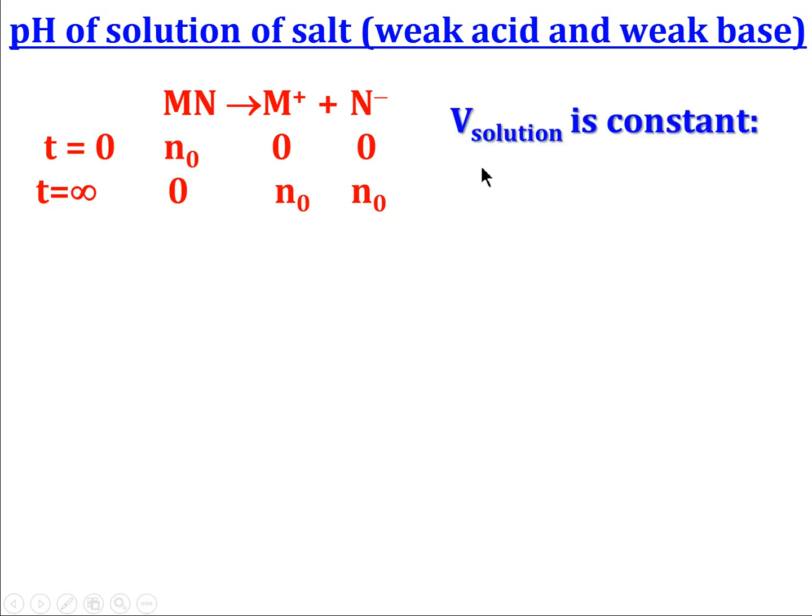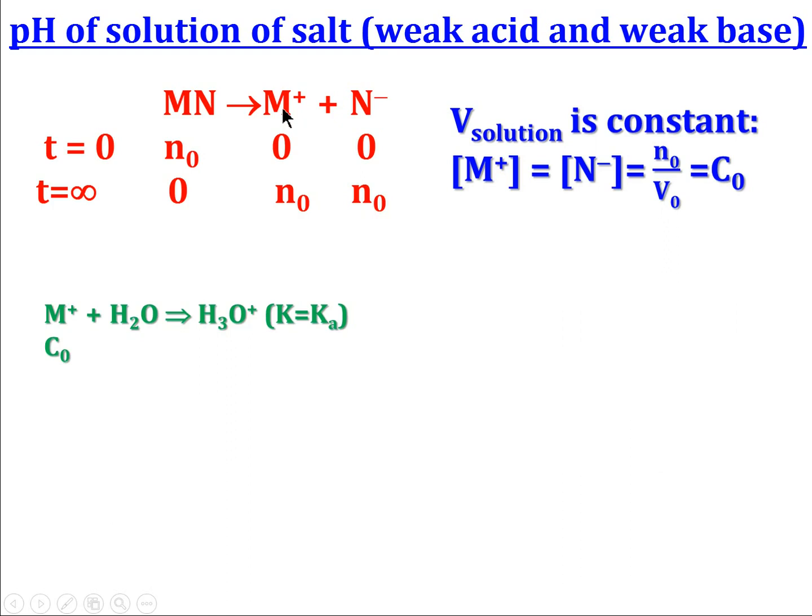Since the volume of the solution is constant, we divide n0 by V0 and we obtain that the concentration of M+ in the final solution is equal to the concentration of N- in the final solution, equal to n0 over V0, equal to C0. So when we dissolve MN provided by a weak acid and a weak base, we obtain ions M+ and N- of equal concentrations.